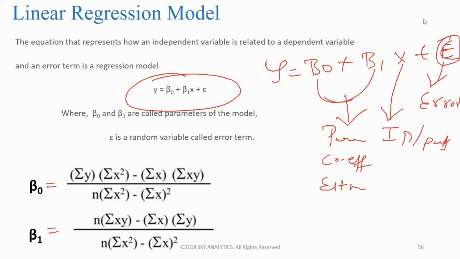Okay, write down this. Okay, Bhupendra, if it is becoming heavy, we will stop at this point, but make down these notes. Y is equal to beta naught plus beta 1x plus epsilon, where epsilon is your error. Beta naught and beta 1 are called the parameters of the model. So epsilon is a random variable called the error term.